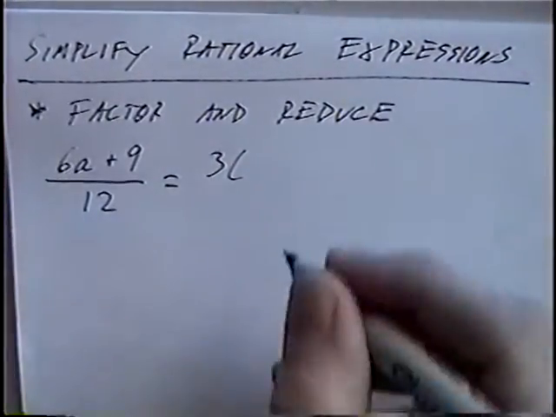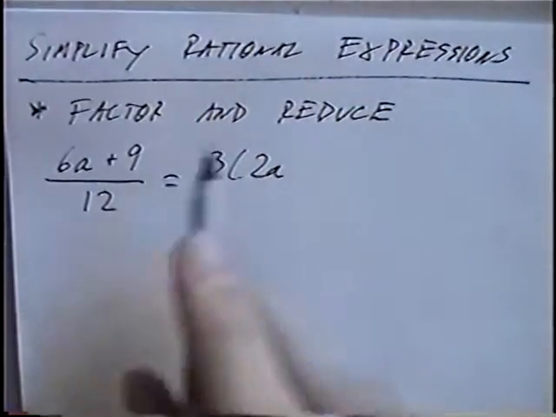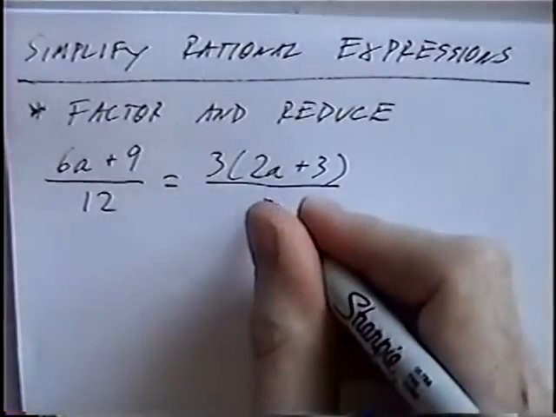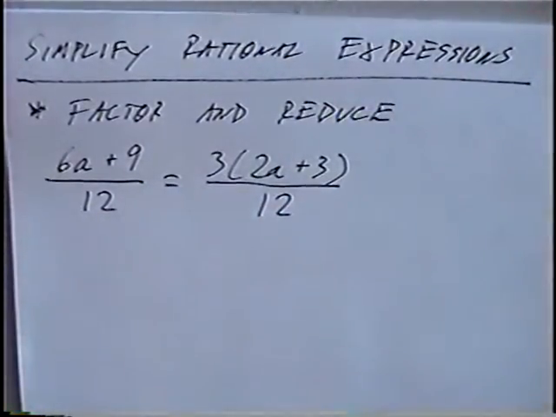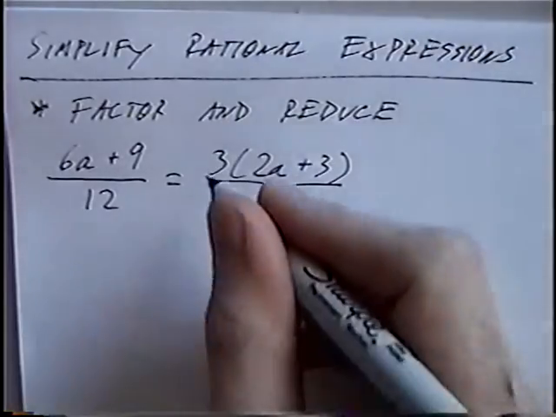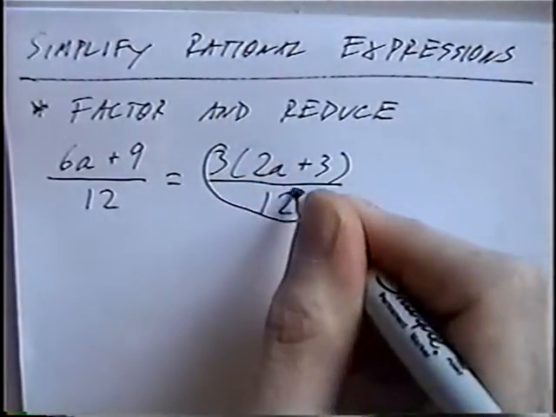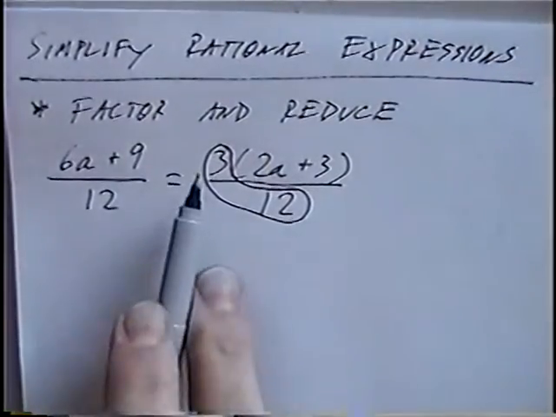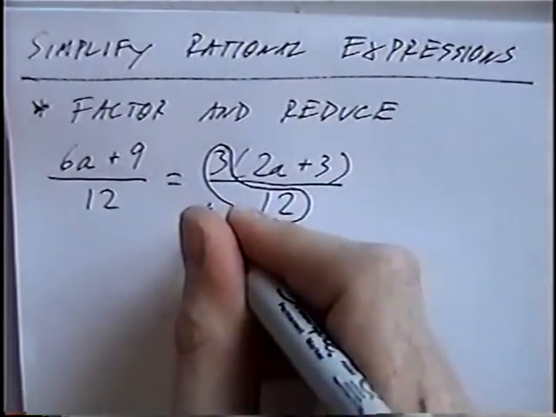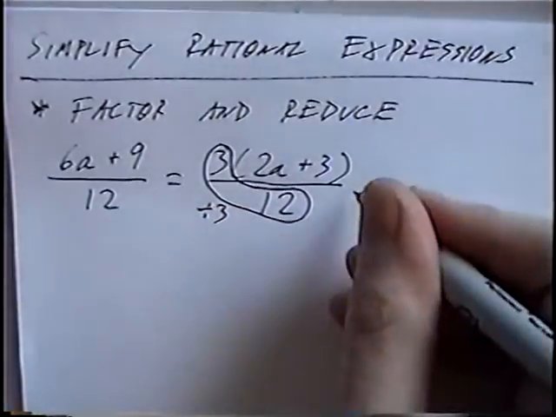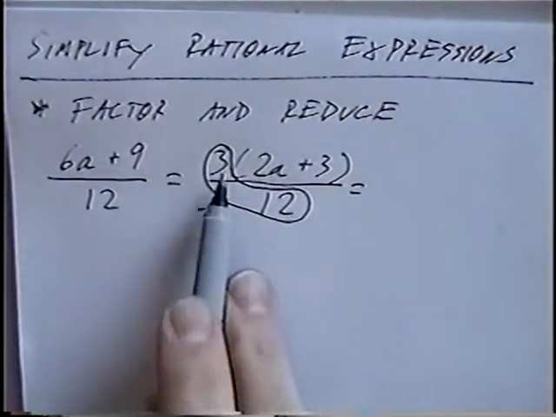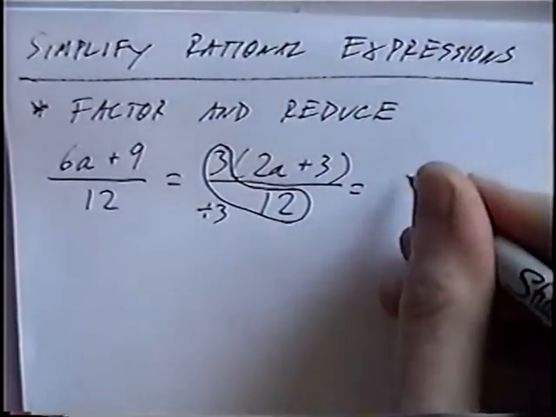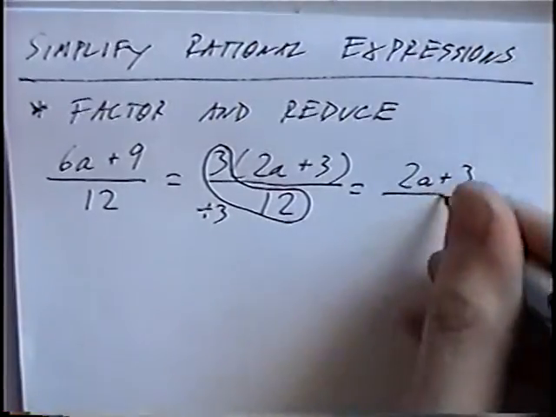Dividing by 3, we're left with 2a, and 9 divided by 3 would be 3. 12 is just a number or integer, which would stay the same. To reduce, if we have a coefficient or numbers that are left alone without variables, we can reduce those coefficients. For example, 3 and 12, we can divide each of those by 3. For the numerator, 3 divided by 3 would be 1, or it cancels out, and we're left with 2a plus 3.